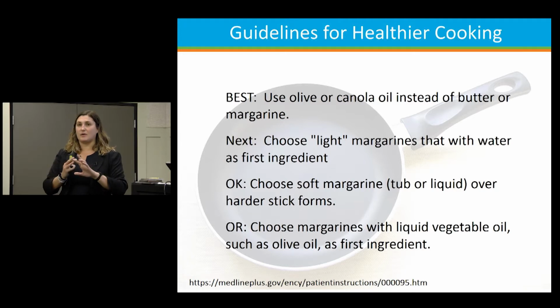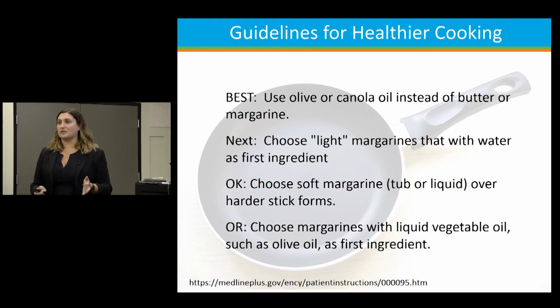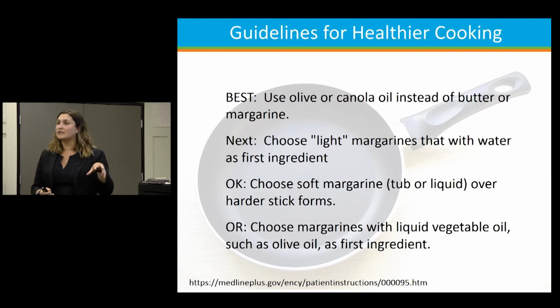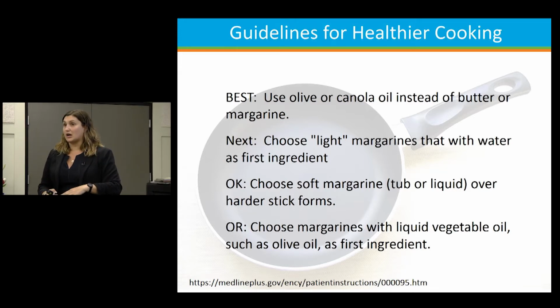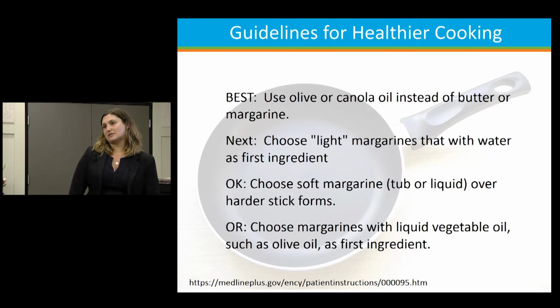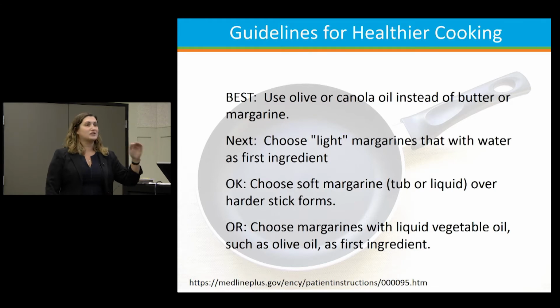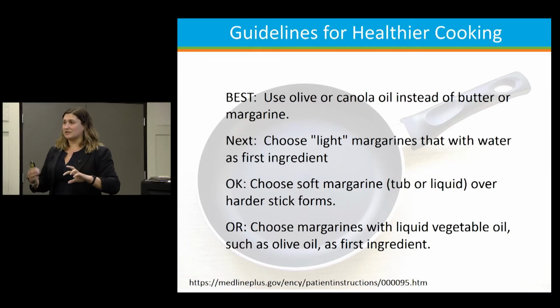So thinking always about trying to switch the solid fats into a liquid form first. Then if you don't do that or don't like that, the next best option would be to choose a light margarine where the first ingredient is water. What comes to mind for me is maybe Smart Balance. Then next, in decreasing best order, would be to choose a soft margarine, so that would be tub or liquid versus the stick.